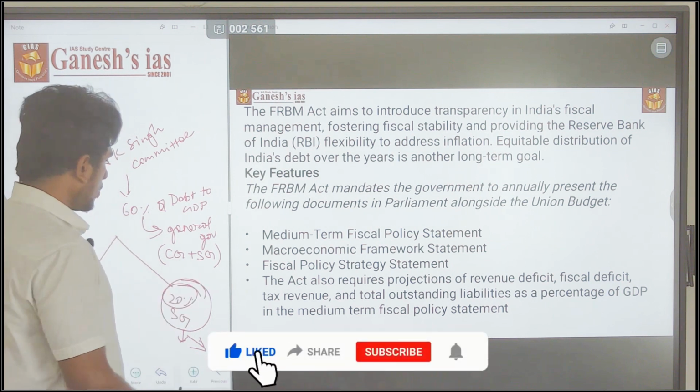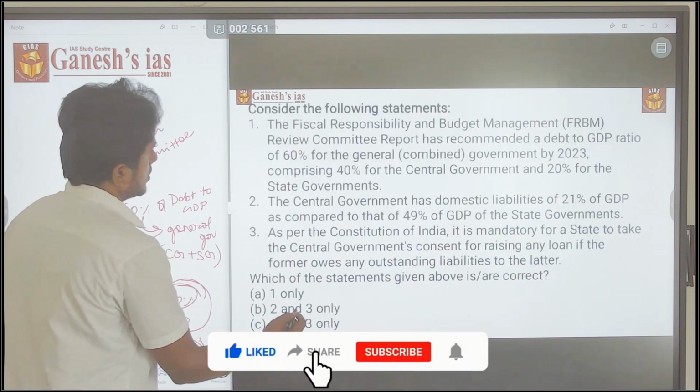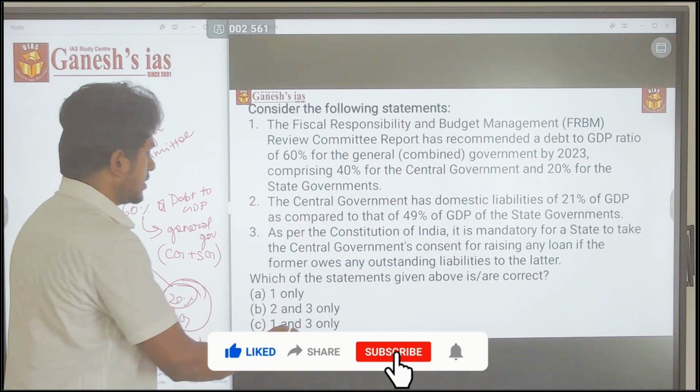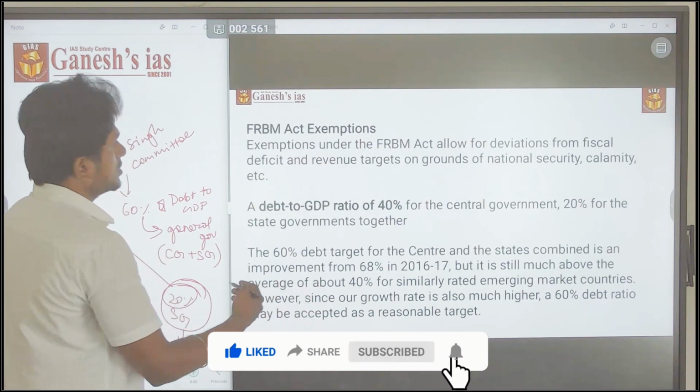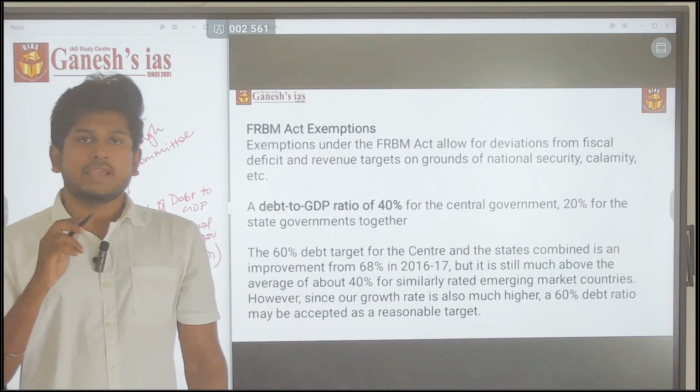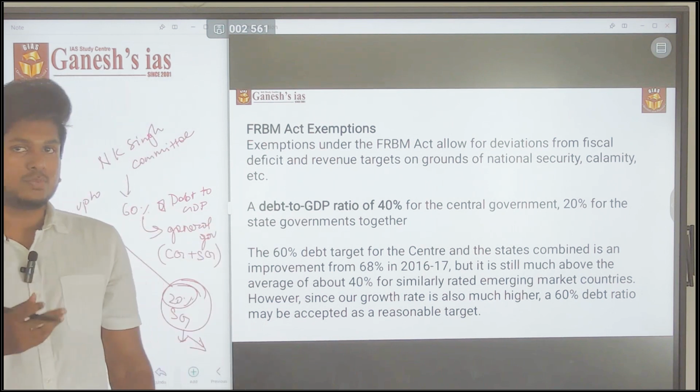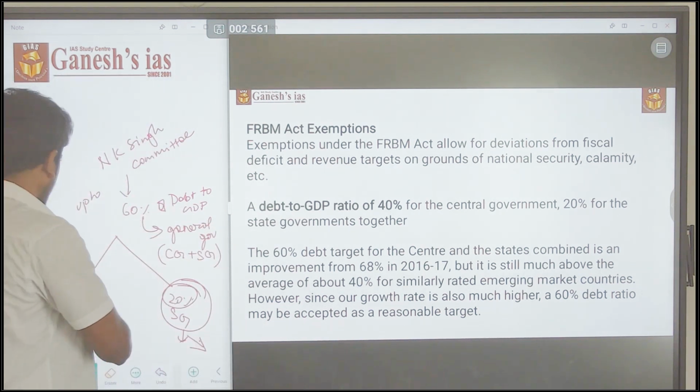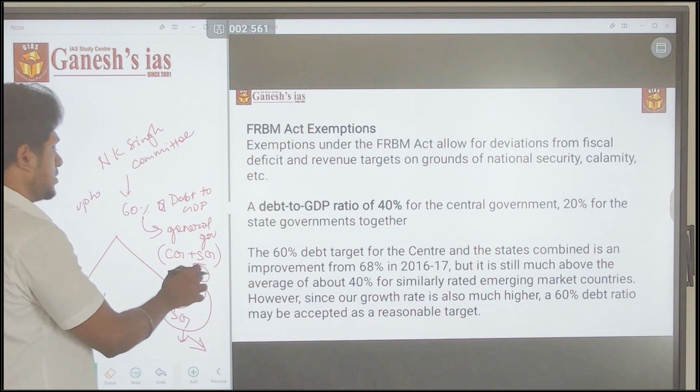So these are the things you have to know. With that, try to answer this question. But before that, there are some other things. See, exemptions. There are certain exemptions the FRBM Act also provides to this 40% and 20% target rule.